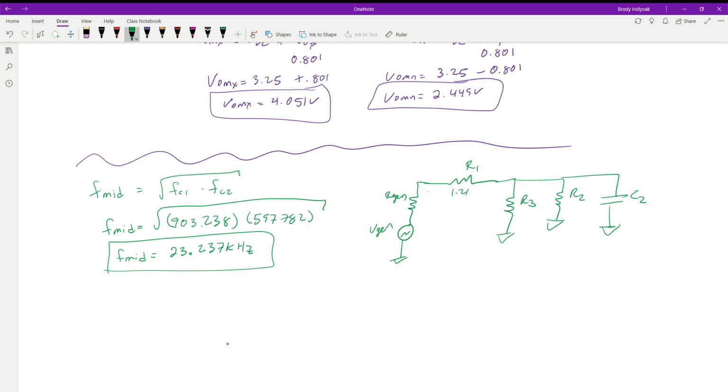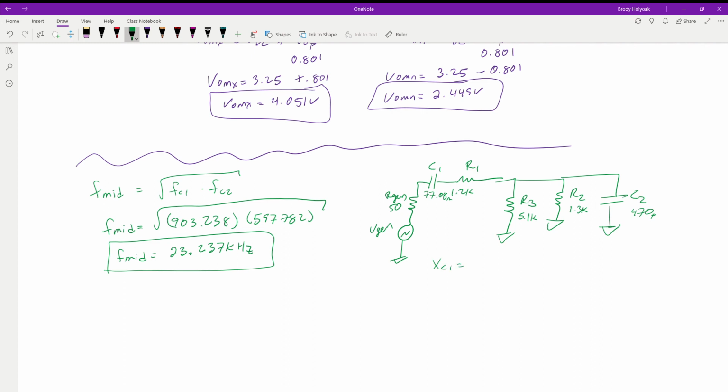We've got 1.2 kilo ohms, 5.1 kilo ohms, 1.3 kilo ohms, and 4070 picofarads. I forgot, this capacitor has to be in there too, and that's 77.08 nanofarads. That's 50 ohms.